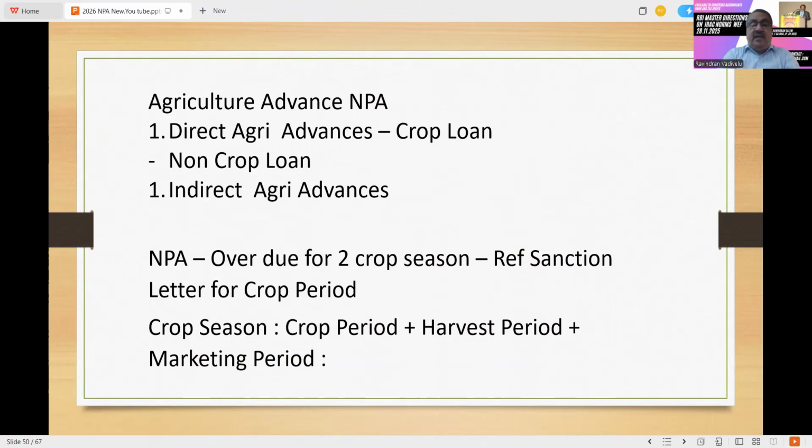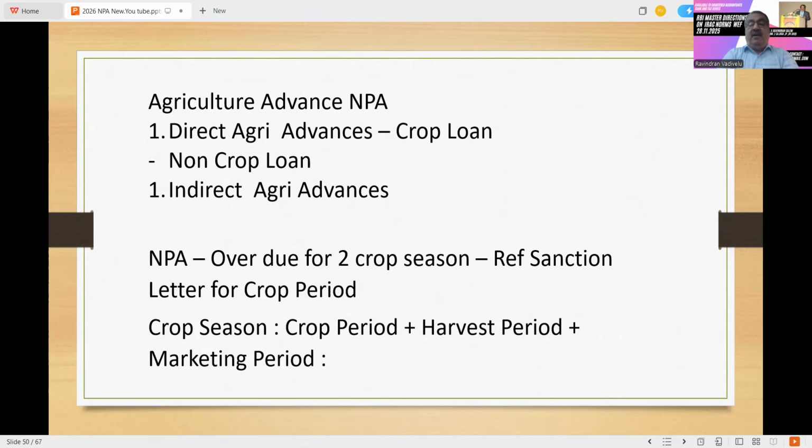There are two types of agricultural advances. One is direct agriculture, and the second one is indirect agriculture. In direct agriculture, the crop loan concept is there. For all indirect agricultural advances, the regular IRAC norms circular is available, that is, more than 90 days norms are applicable. But for agricultural advances, I need 5 minutes of you, then you can easily understand how to classify the agricultural advances.